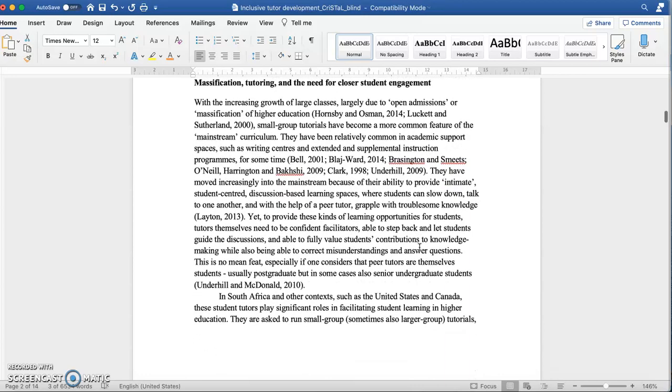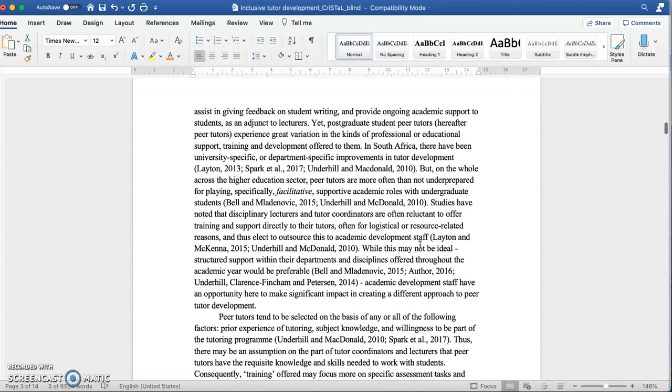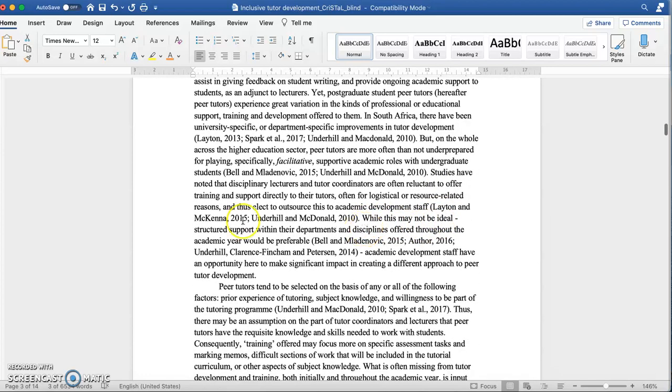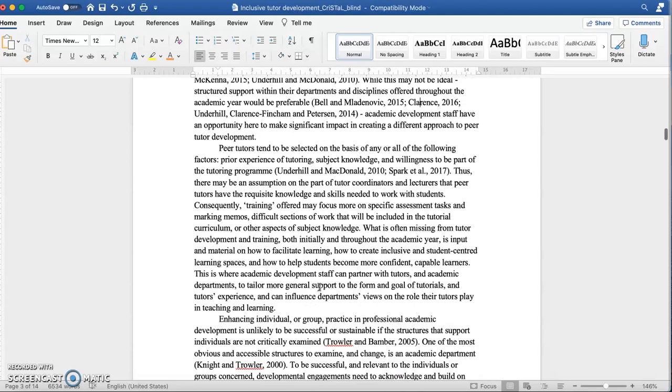So here's another one. Where I have included a reference to another paper that I've written that has the same basic kind of thrust and argument of this paper. So you can see it says, "while this may not be ideal, structured support within their departments and disciplines offered throughout the academic year would be preferable." So here, I can actually refer to myself as Clarence 2016 because I'm not saying "as I have argued," right? I'm putting myself in with a whole bunch of other people who've made the same kind of argument, and I'm trying to really build on the argument that I've made in this other paper, because there are not that many people who do research in South Africa on developing tutors yet.